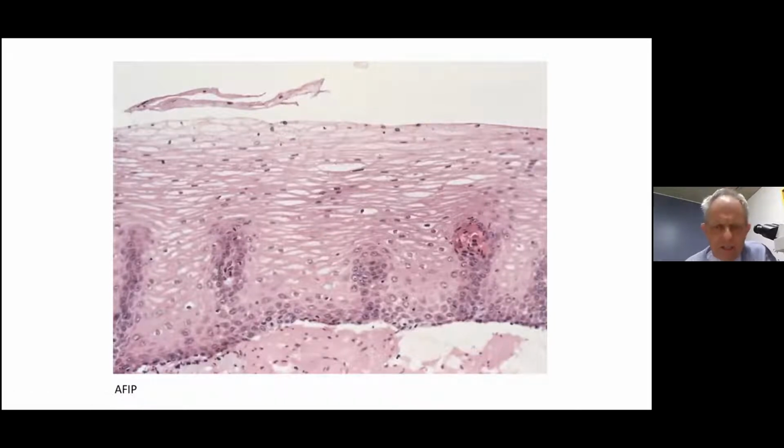Before we move on, just to show you these spaces here, this represents clefting between the cells. Some of the cleared cytoplasm is actually glycogen. So there's glycogen in these cells, and glycogen dissolves out when we process the tissue, particularly when we fix it in formalin fixative.